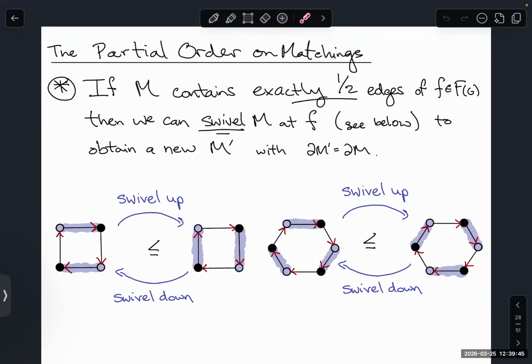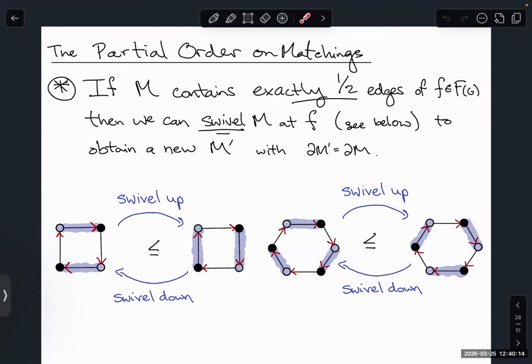So now I'm going to switch to this partial order that we can place on matchings. One thing you might notice is if a matching contains exactly one half of the edges at any face, then we can swivel that matching at the face to obtain a new matching M prime such that the boundary condition is preserved. In this case, I've shown this locally for a square and for a hexagon.